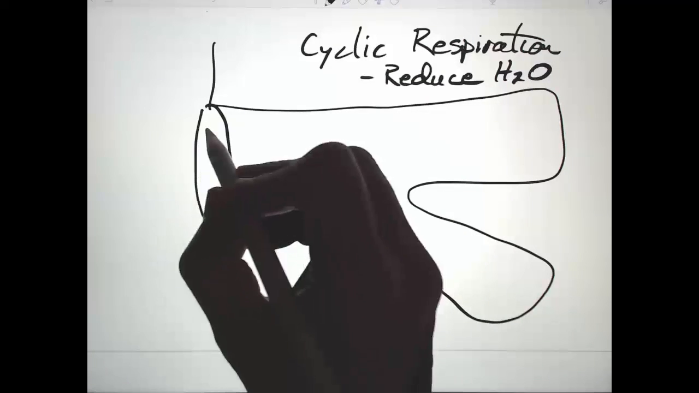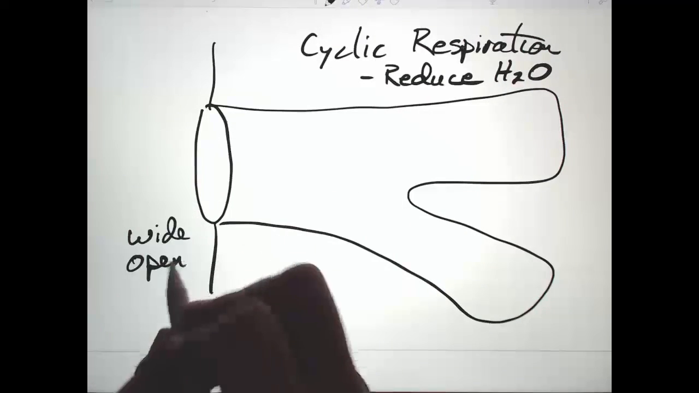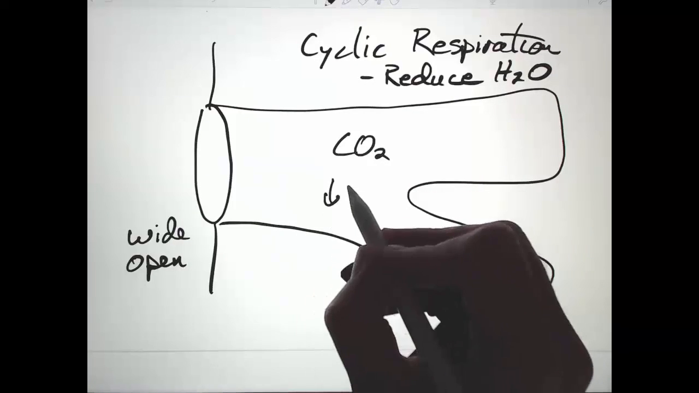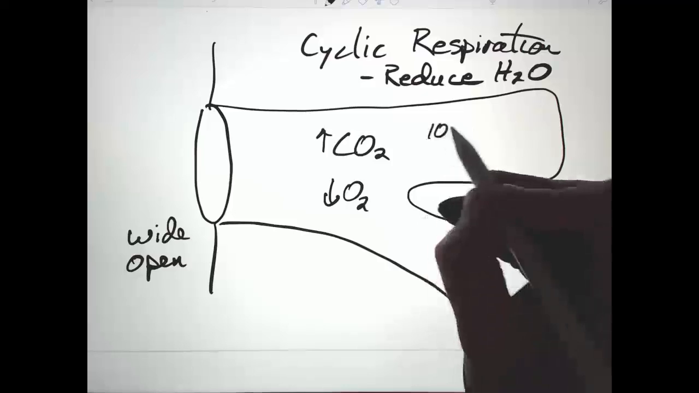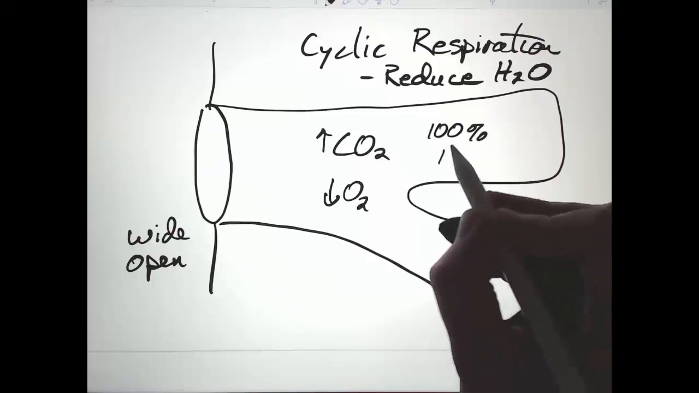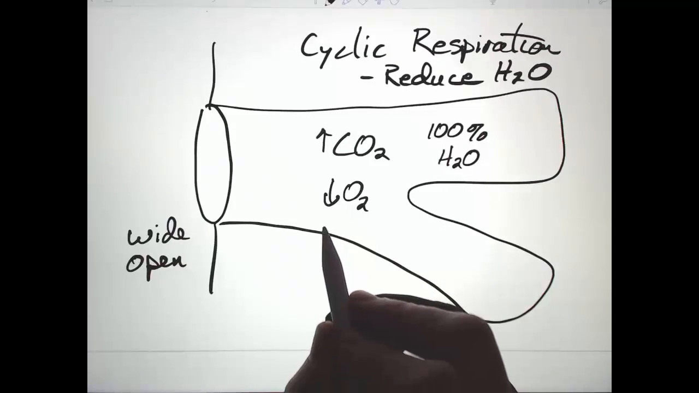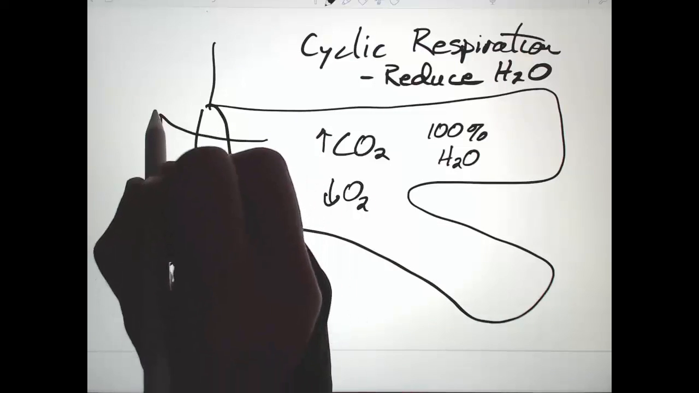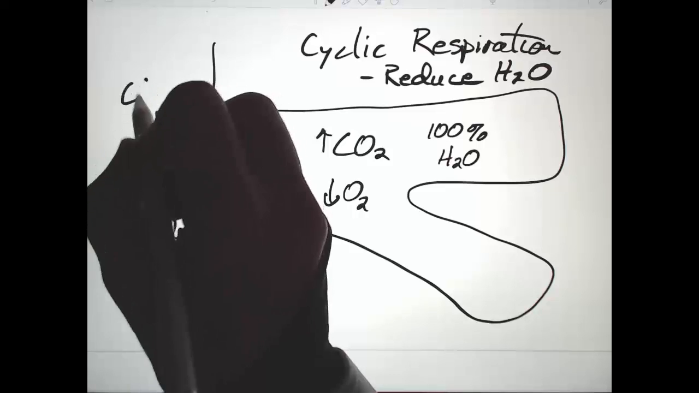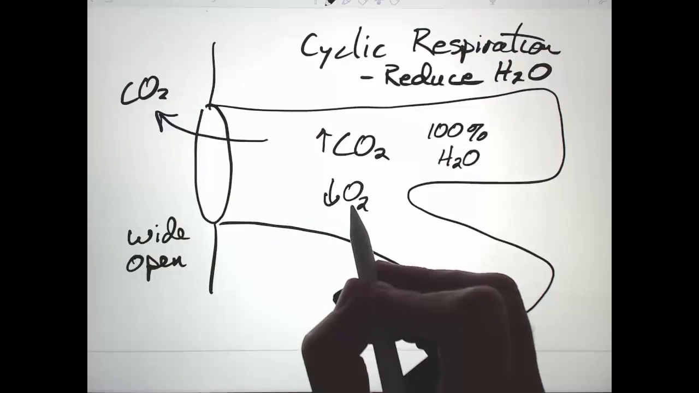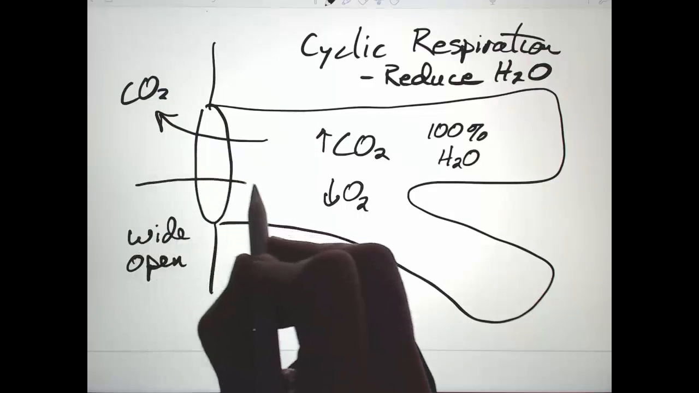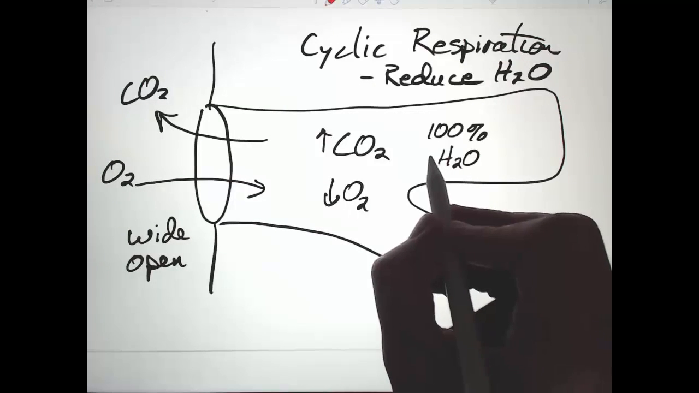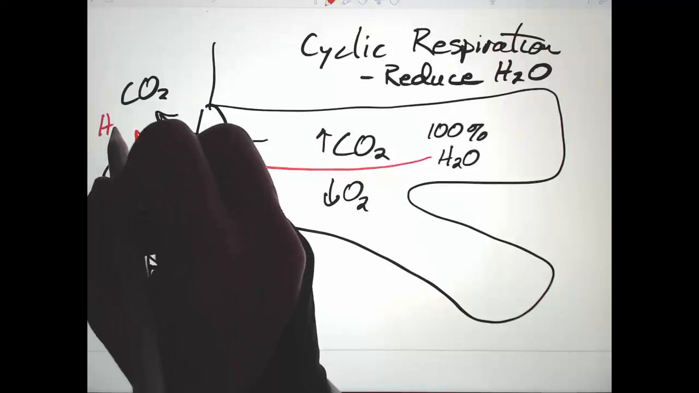Let's start with the case where the spiracle has been wide open. There's a buildup of carbon dioxide. Oxygen is low. Of course, 100% saturated with H2O, so water vapor is high. The high concentration of carbon dioxide means that the partial pressure gradient favors carbon dioxide moving out. Oxygen is low, and so the low partial pressure of oxygen favors oxygen moving in. Water is high, so water is leaving.